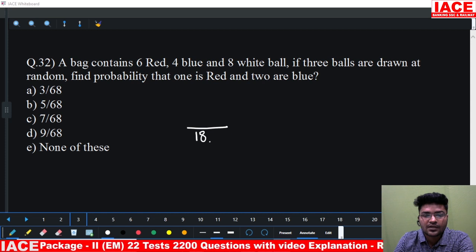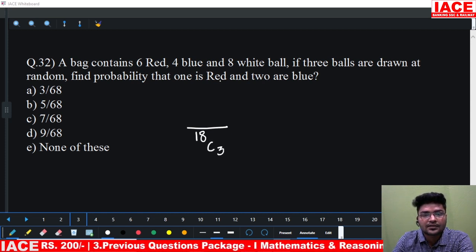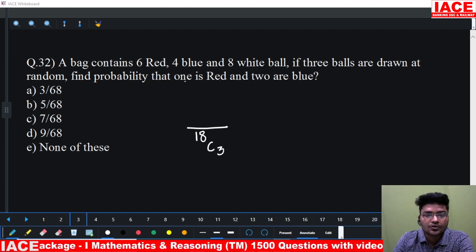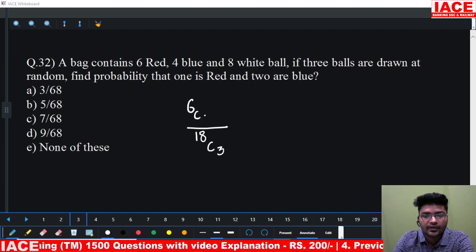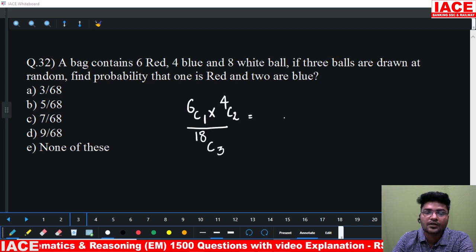From that, how many are we selecting? 3. So 18C3. And in these 3 selections, I want 1 red ball. So out of 6, we need to select 1. And out of 4 blue balls, we need 2. So 4C2.